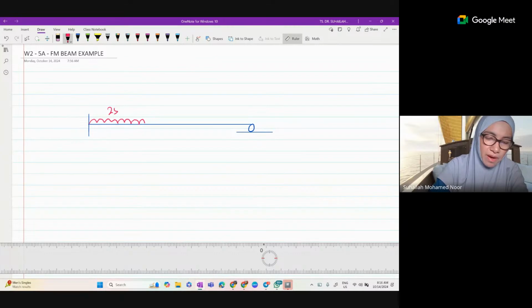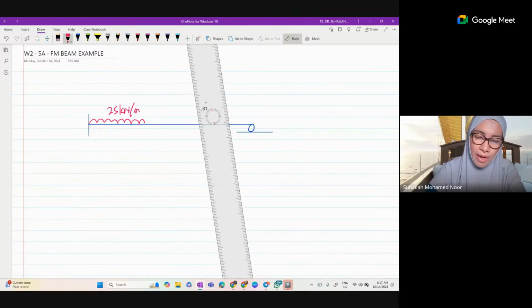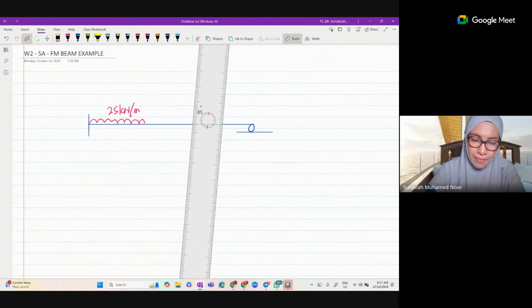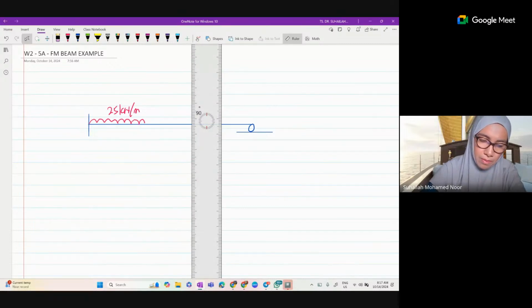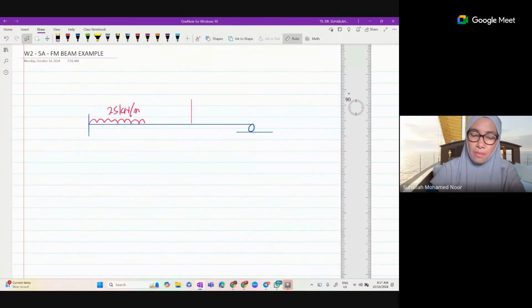This is 25 kilonewton per meter, and a point load here. Let's say this is 300 kilonewton. So we label this as A, B, C, and D, because from this diagram, we know that when we write the moment equation, we have to have 3 cutting sections, from AB, BC, and CD.